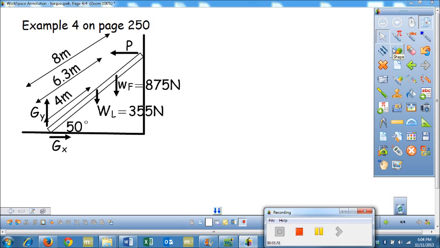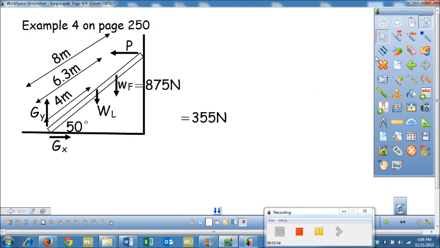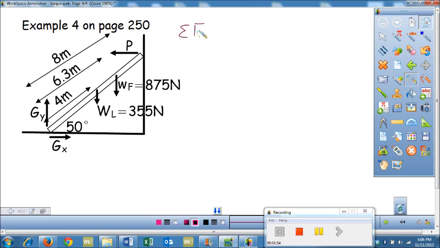Let me just grab a pencil. Alright, pencil. Okay, so we have the sum of the forces in the X direction. Well, we've got G sub X, and then we've got minus P, and that has to equal 0. So that will tell us that G sub X equals P.